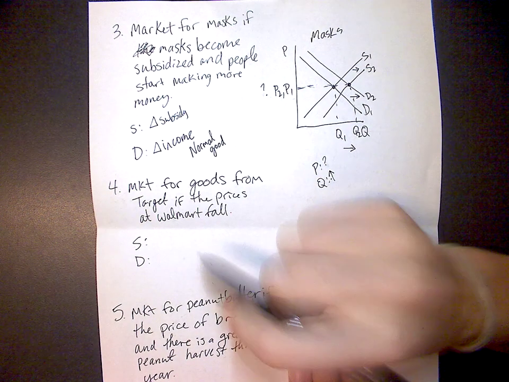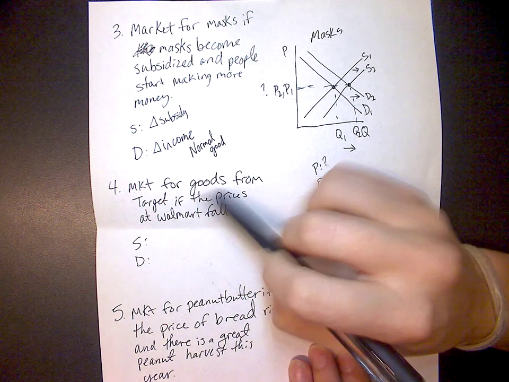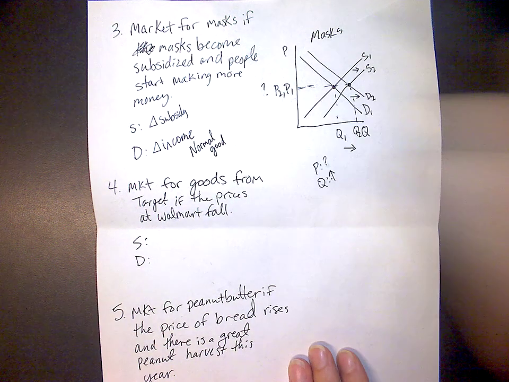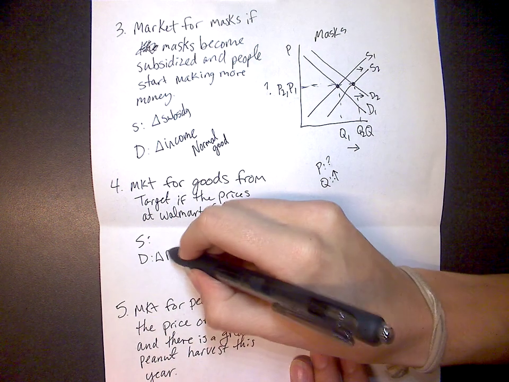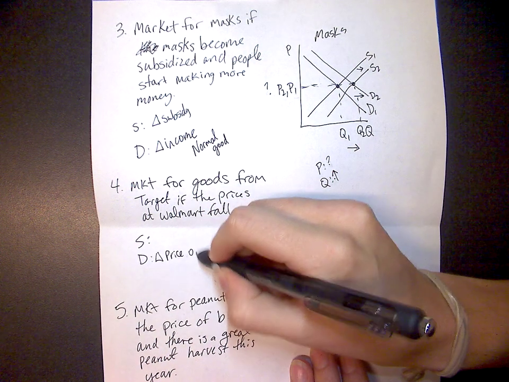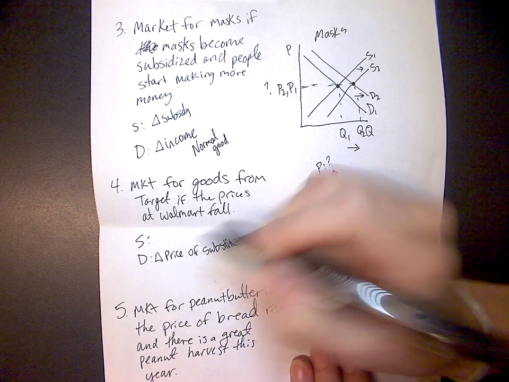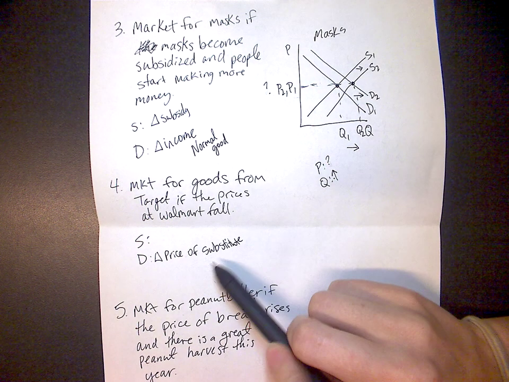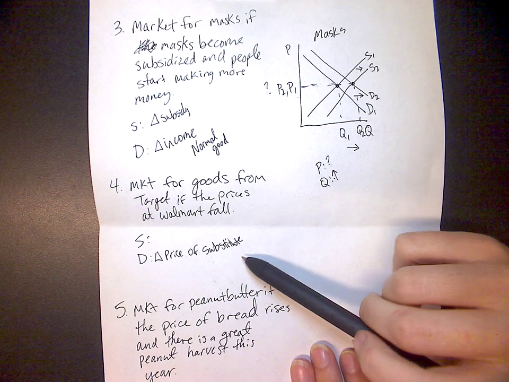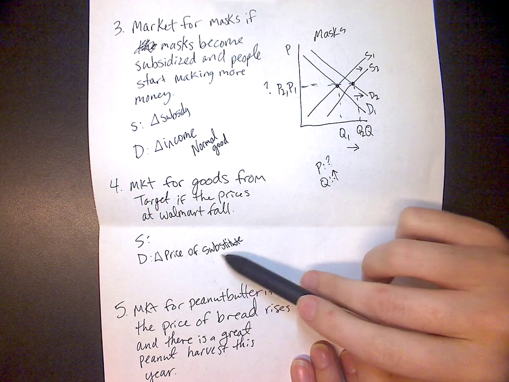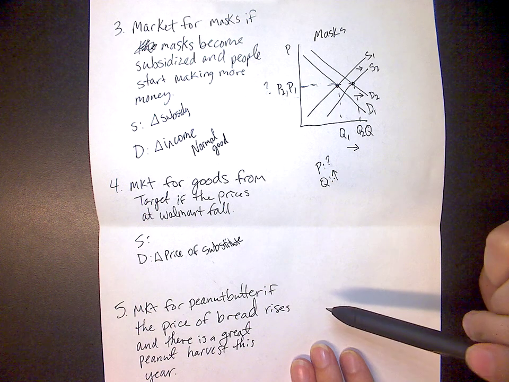Okay, so goods from Target if the prices at Walmart fall. So we have to think about how Target and Walmart are related, or like goods from Target related to goods from Walmart. Okay, so goods from Target are substitutes to goods from Walmart, so we have change in price of substitute. Okay, so you could write change in price of related good, and that would give you 1 point. But the story doesn't tell us that they're substitutes, so you have to write somewhere that they're substitutes. So you could write change in price of related good and then write substitute next to it. That would be fine, okay? But you do have to have substitute written somewhere.